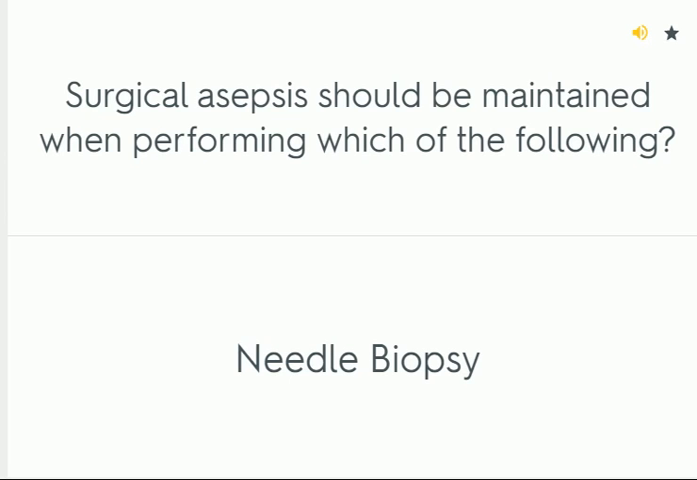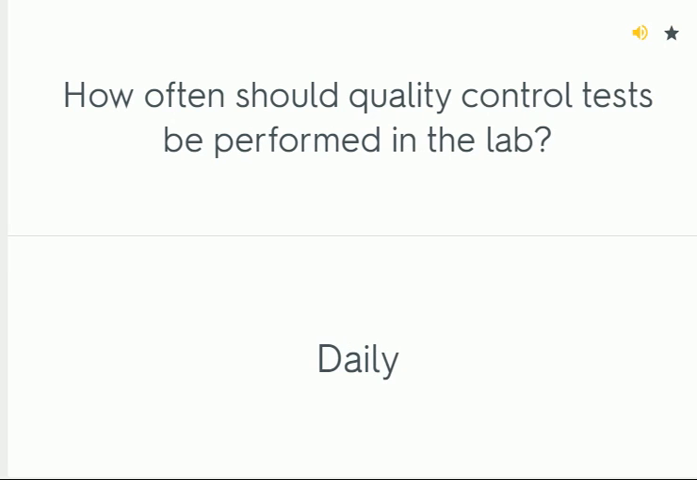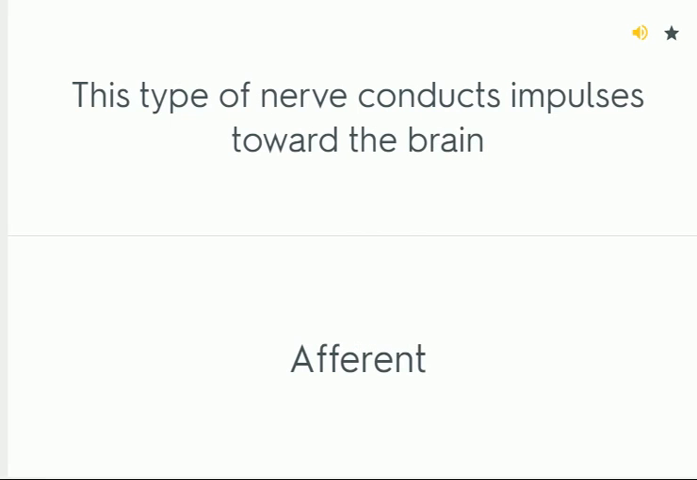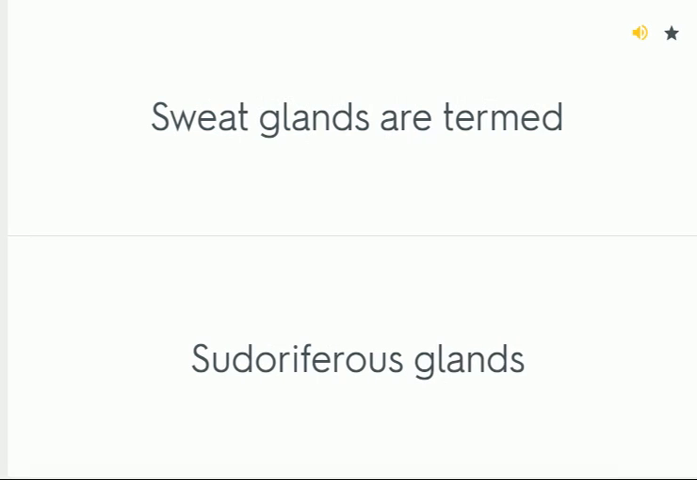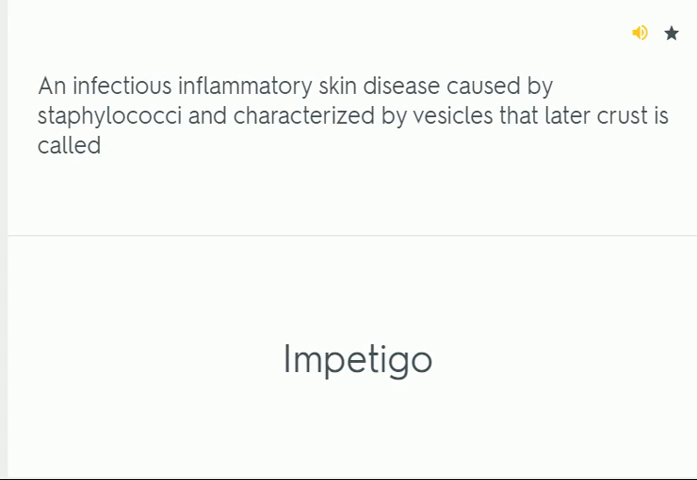Surgical asepsis should be maintained when performing which of the following? Needle biopsy. How often should quality control tests be performed in the lab? Daily. This type of nerve conducts impulses toward the brain. Afferent. Sweat glands are termed apocrine glands. An infectious inflammatory skin disease caused by Staphylococcus and characterized by vesicles that later crust is called impetigo.